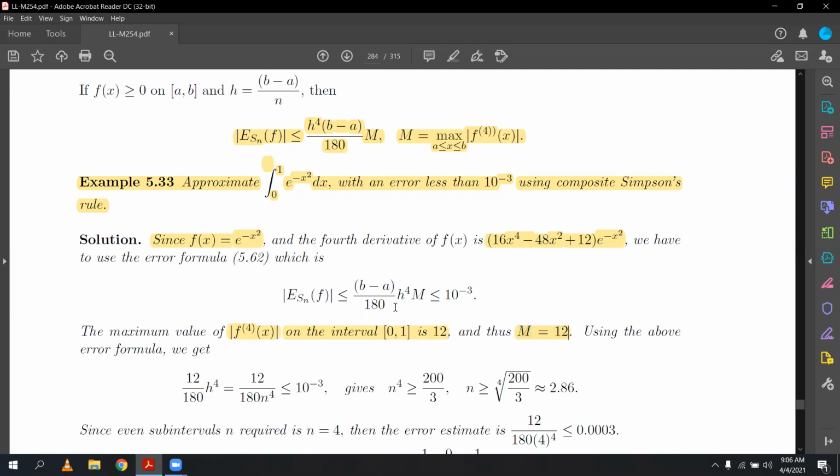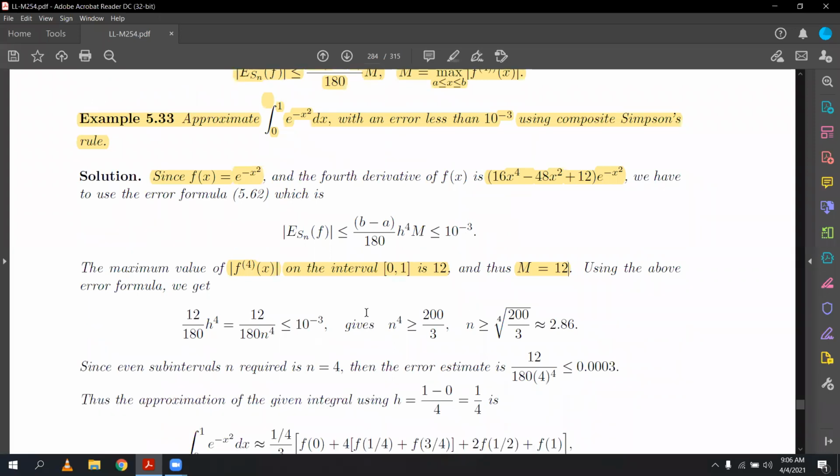So you know everything now. You know b, you know a, you know M. h you can easily find, or take all the terms on the right-hand side and simplify. And when you simplify h or n by using this one, I just find n, and n is equal to 2.86, because I convert your h into the form of n. We know what h is. h is always equal to (b minus a) divided by n. What is your b? 1. What is your a? 0. So 1 minus 0 divided by n, so 1 by n to the power 4.